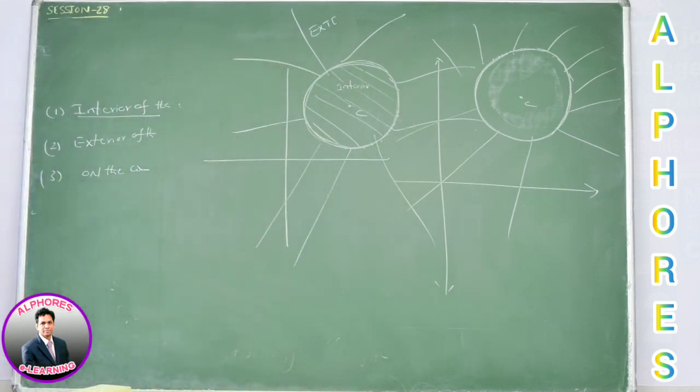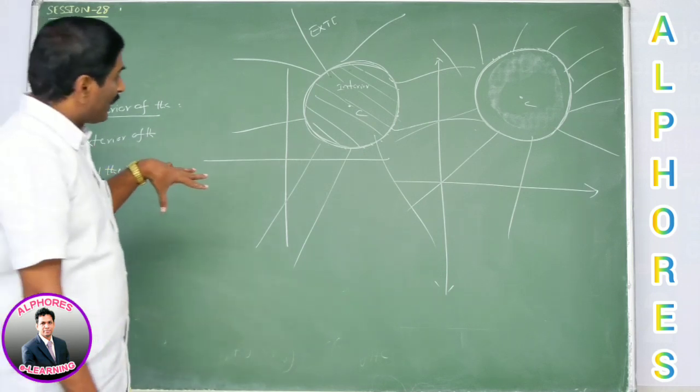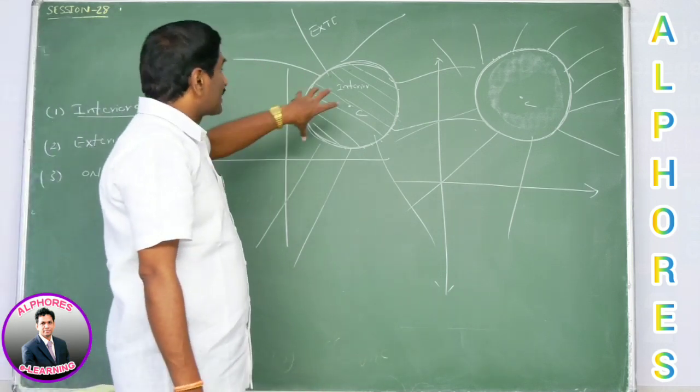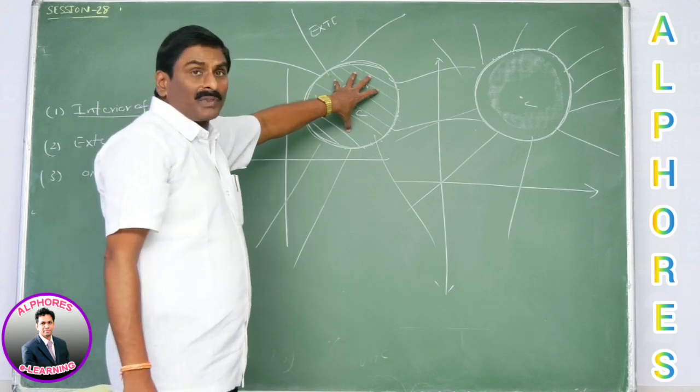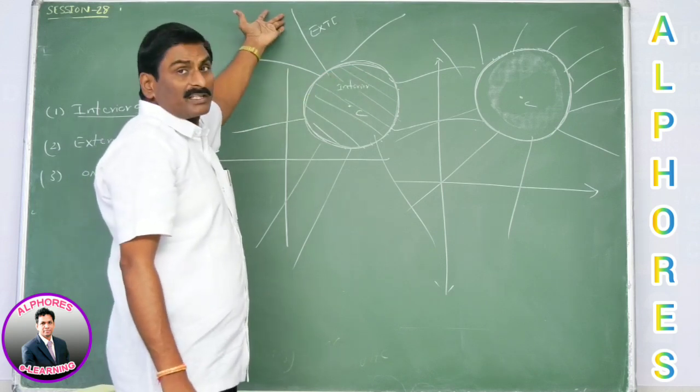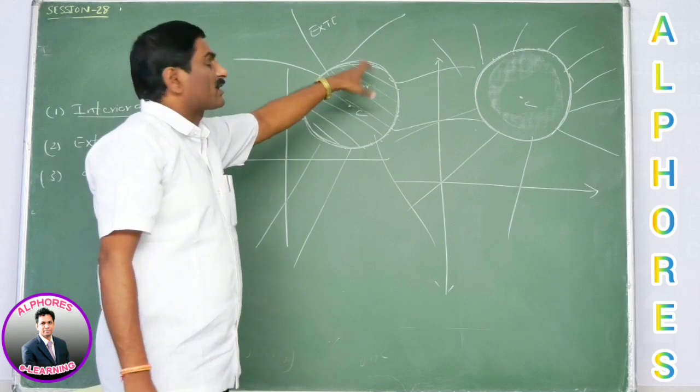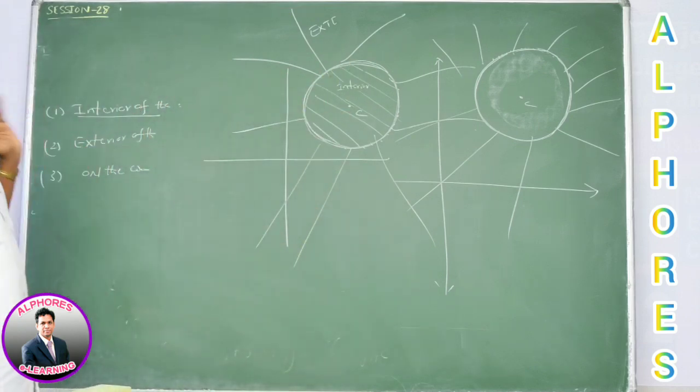So the plane is divided into three parts. Please observe these points. If the center C lies in the interior region, center C does not lie in the exterior region. Next, every point on the circle is said to be a point on the circle. Okay?